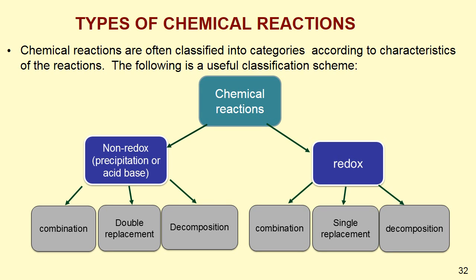All right, so we have our types by mechanism. So double replacement, single replacement, decomposition, combination. And as I mentioned earlier, we can have non-redox reactions, which can either be classified under precipitation or acid-base. And as I mentioned, you can have combination, double replacement, or decomposition. And then redox, which is, again, oxidation reduction, you can have combination, single replacement, or decomposition.